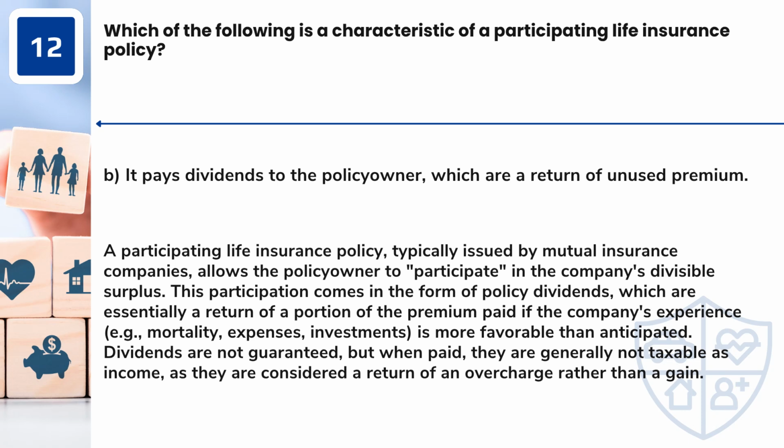Answer: B. It pays dividends to the policy owner, which are a return of unused premium. A participating life insurance policy, typically issued by mutual insurance companies, allows the policy owner to participate in the company's divisible surplus. This participation comes in the form of policy dividends, which are essentially a return of a portion of the premium paid if the company's experience, for example mortality, expenses, investments, is more favorable than anticipated. Dividends are not guaranteed, but when paid, they are generally not taxable as income, as they are considered a return of an overcharge rather than a gain.